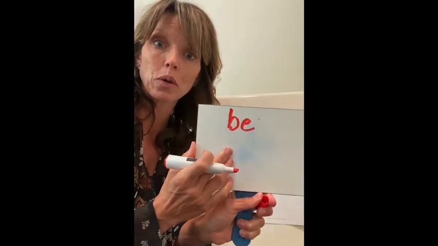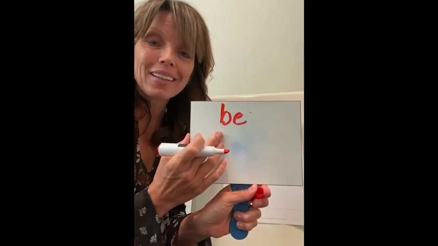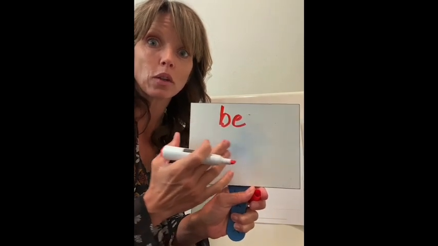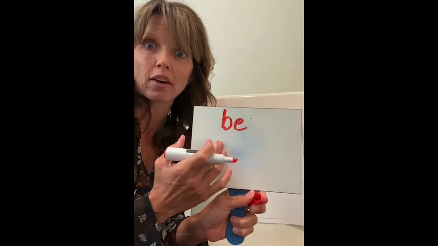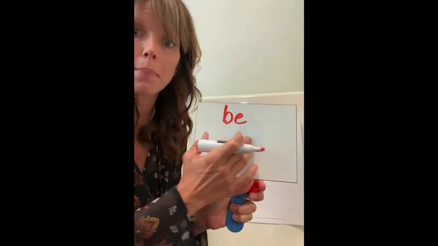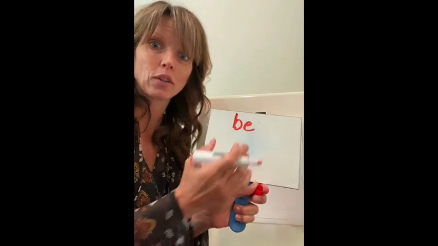So this is how we spell the word be. And it has the two sounds. It's one of those words that we could say the two sounds and they're there. So B, E, and it's the long E sound.